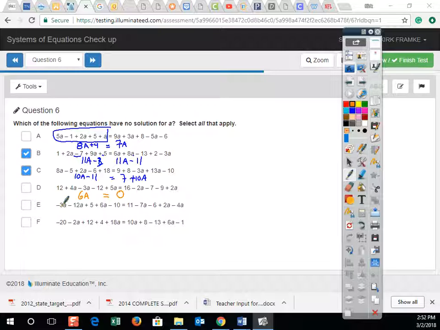For letter E, we have negative 3 minus, oh my goodness. So that's negative 15a plus 6a, so that's 9a.